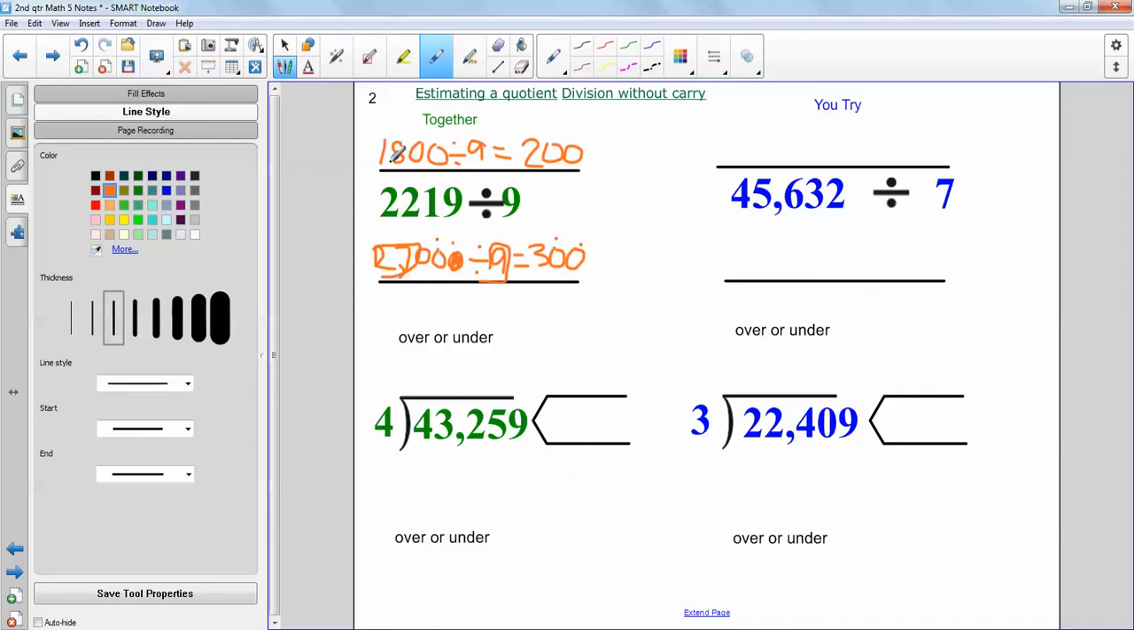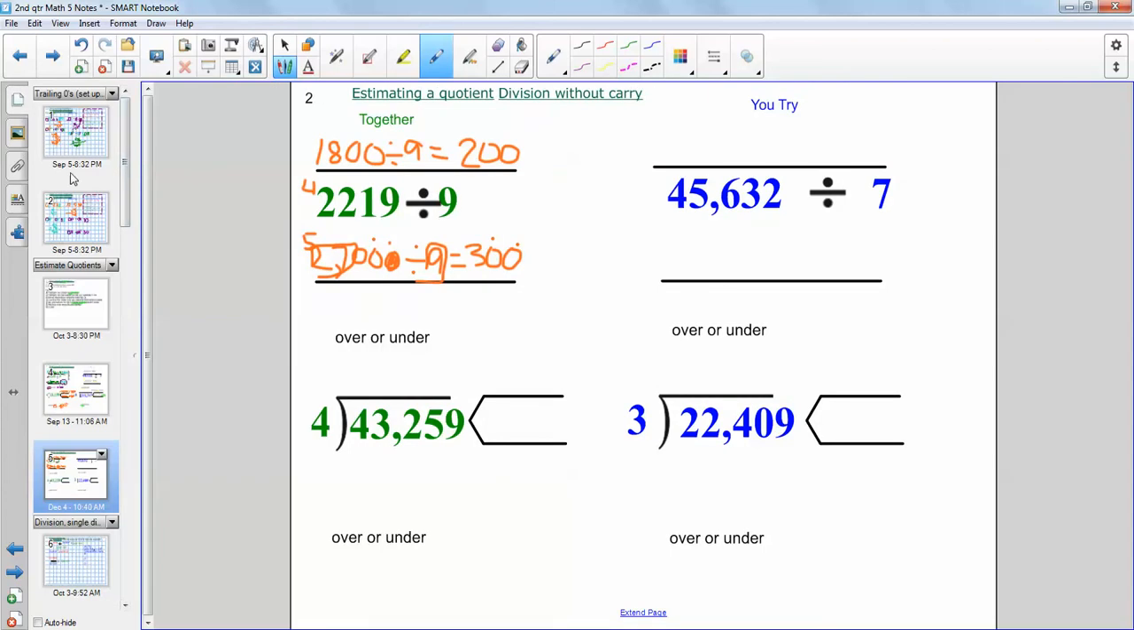And 22 is going to be closer to, let's see, the difference between 22 and 18 is 4. The difference between 27 and 22 is 5. So it's going to be a better estimate to use my 200. And then is 200 going to be an underestimate or an overestimate? 200 is going to be an underestimate.